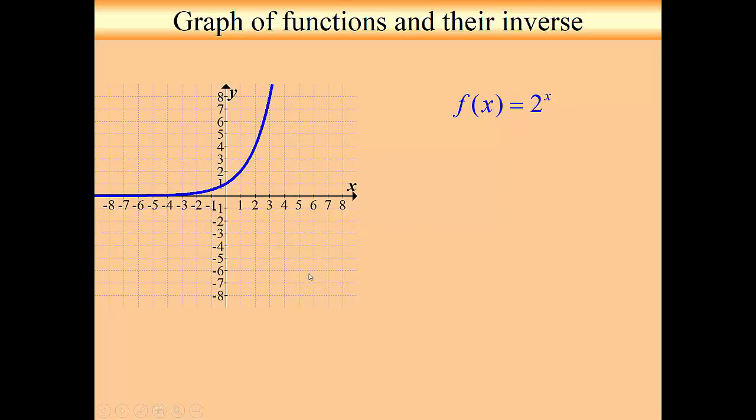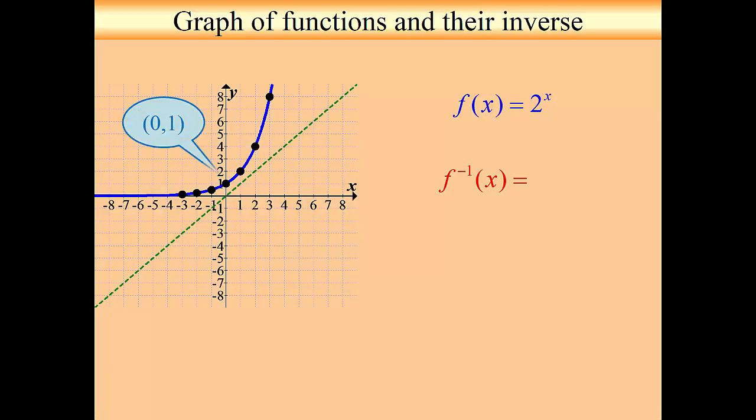Now let me show you the function 2 to the x, and we'll take some dots along that function and use those for finding the inverse. For example, look at the dot 0, 1. Well, the inverse is going to have a dot at 1, 0. How about the dot 1, 2? Well, the inverse will have a dot at 2, 1.